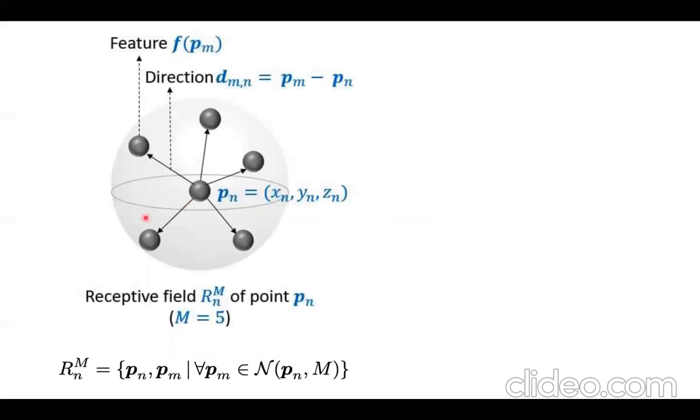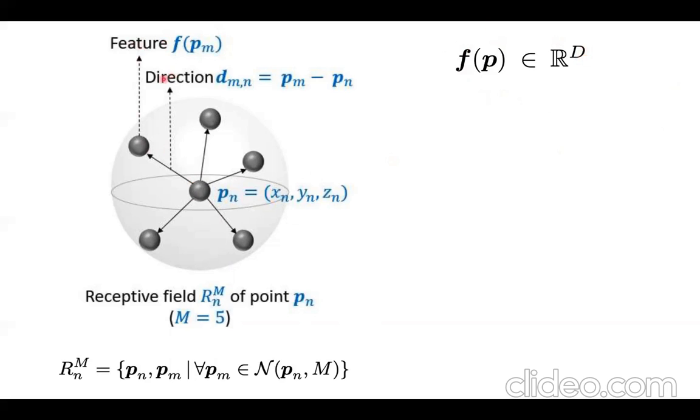Now looking at the neighborhood, let's say we are looking at the neighborhood of point Pn, whose coordinates are xn, yn, and zn, and then we can see 5 neighbors. These 5 neighbors constitute the receptive field points. Each neighbor has its own features. Even the point we are considering right now has its own features. There is a function using the coordinates that maps it to a higher dimensional feature vector.